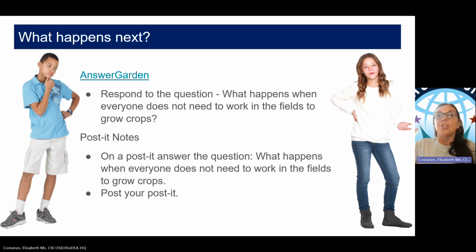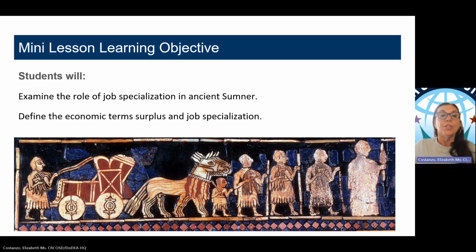Okay, great. So finally, we're moving into the mini lesson. We've set the stage. The kids are now thinking about what's going to happen when everyone does not need to work in the fields. Mostly the answers that they get are that they're going to do other things, right? They can do different things besides work in the field. That's the answer you're going to see from your students. So now we're ready to begin the mini lesson. Here's what we're going to do in the next 15 minutes.